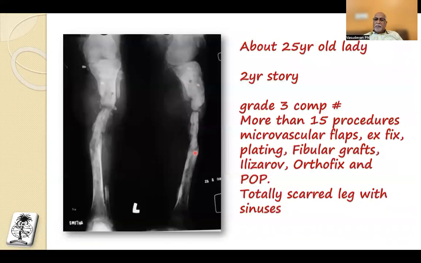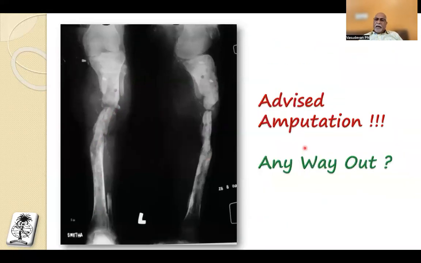All healed well. So this is again another case, a 25-year-old lady with complex deformity there, and another deformity there with limb disparity, so many surgeries. And yes, she had an Ilizarov and Orthofix and all those things. So how to tackle this? The main issue is malalignment. She was advised an above-knee amputation.